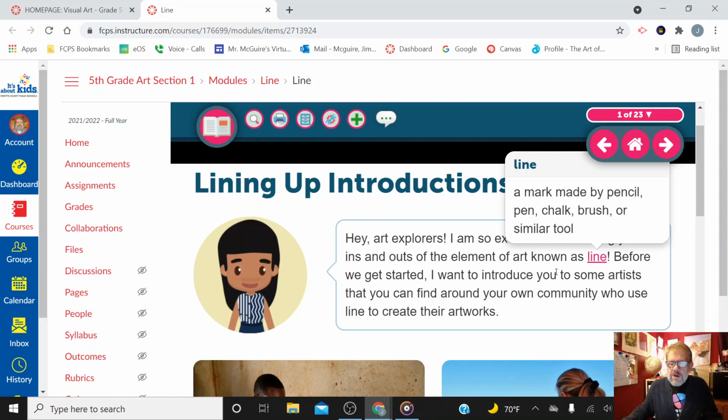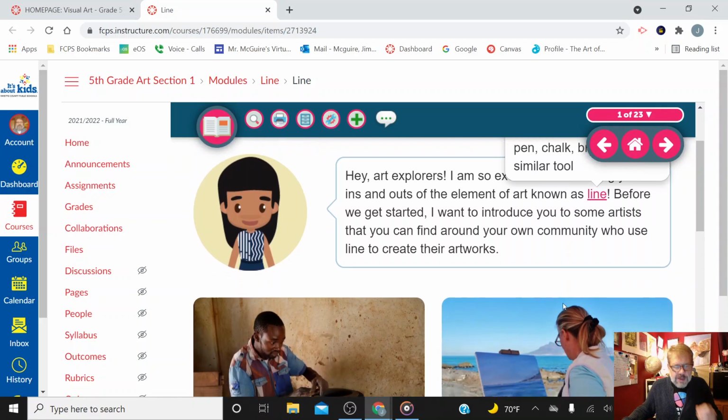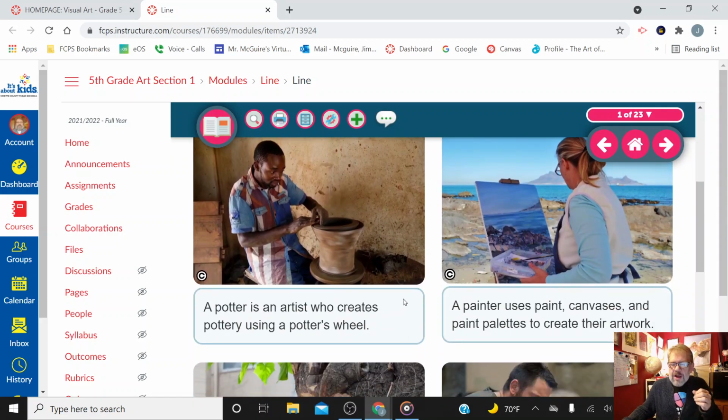Before we get started, I want to introduce you to some of the artists that you can find around your own community who use line to create their artworks. If you are in Lexington, you can go up to the Artist Attic down on Main Street. It's in the old Victorian Square, and you can find an actual potter working, a guy who does pottery.